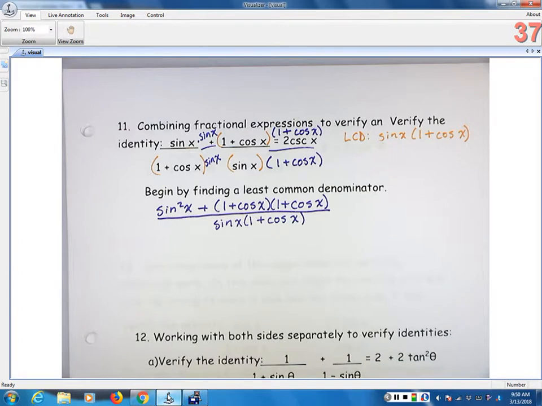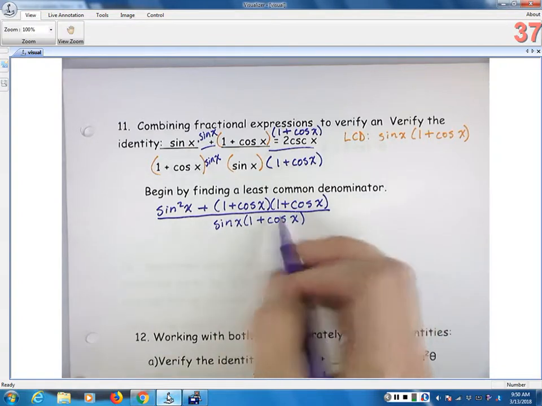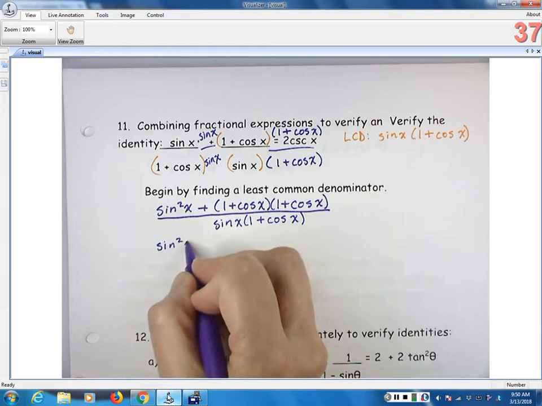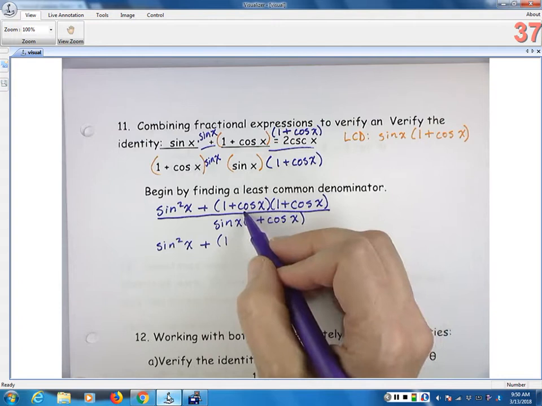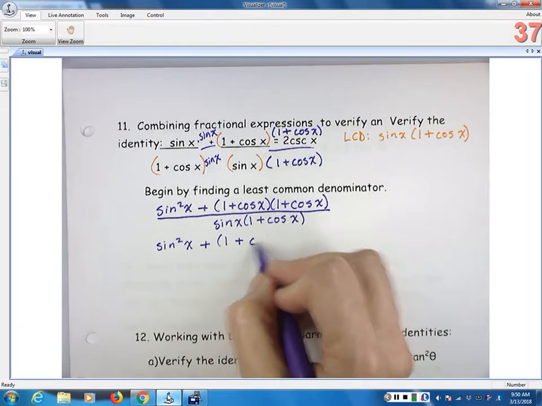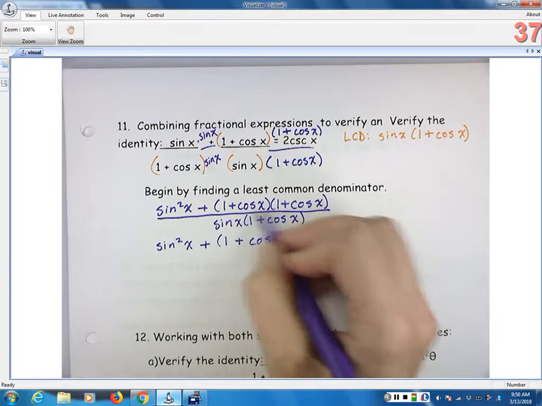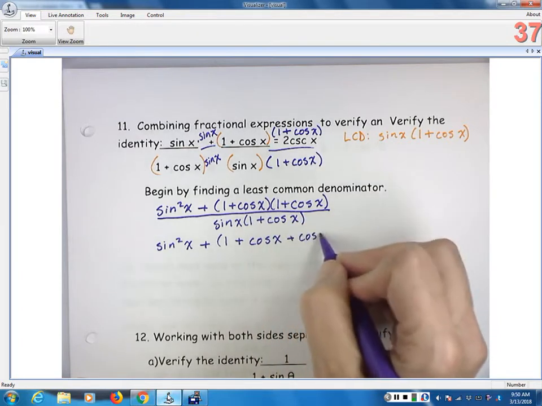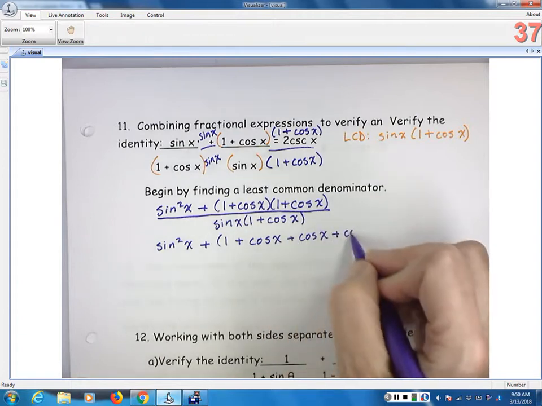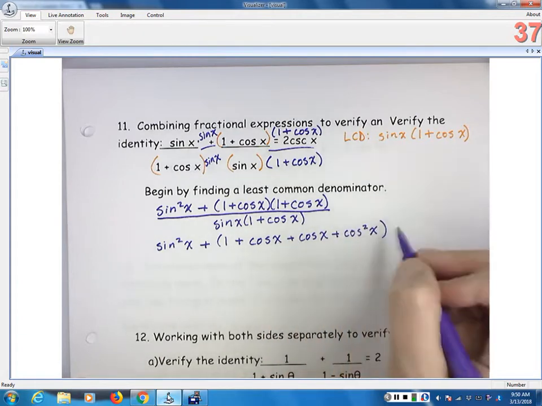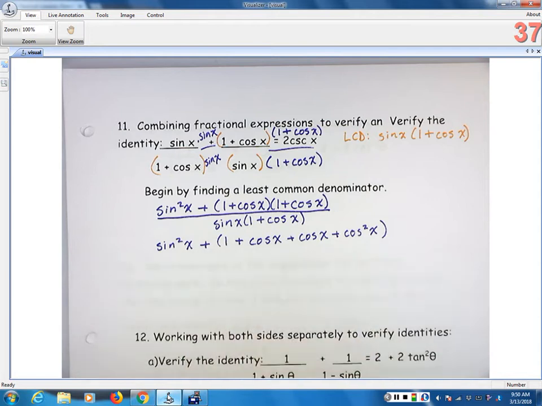We began by finding a least common denominator. Now we put it together. We're going to FOIL this. So we have sine squared x plus, 1 times 1 is 1. The outer term is plus cosine x. The inner term is plus cosine x. And the last term is cosine squared x. Remember, that's how we write cosine squared. And it's a plus sign, so we don't really need the parentheses.